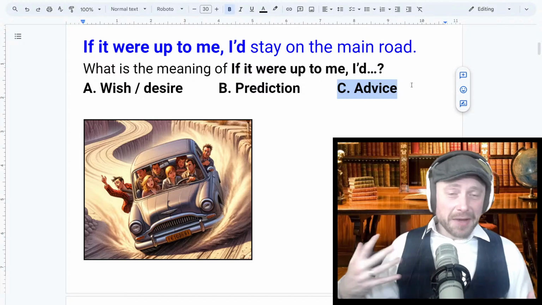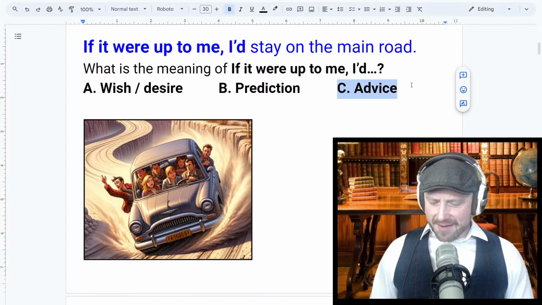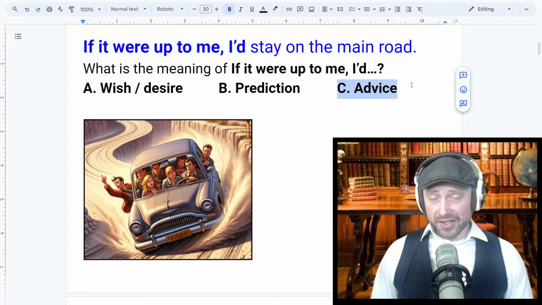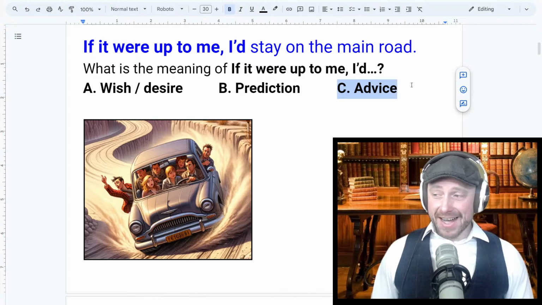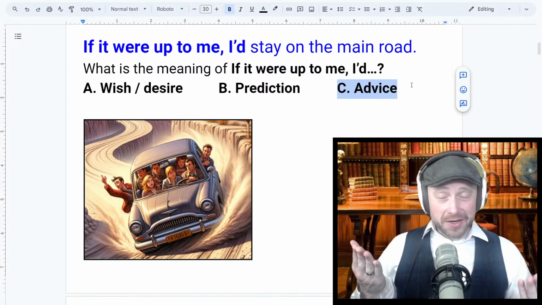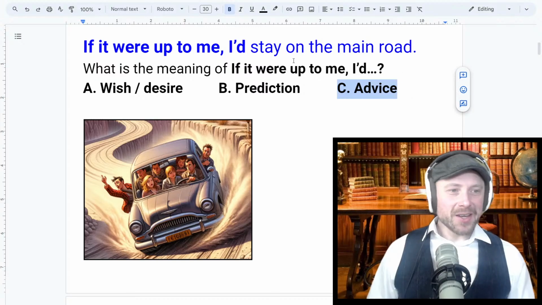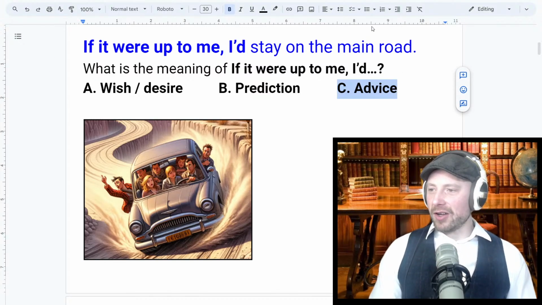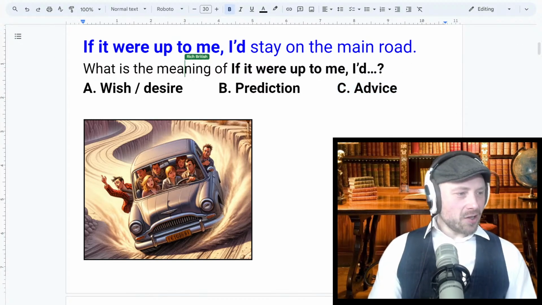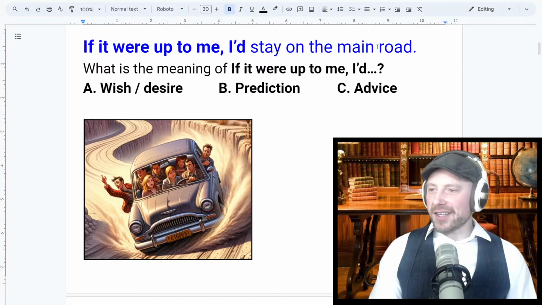Also could be an opinion. I have something to say about our car journey. If it were up to me, I'd drive on the main road. That's me giving an opinion, even criticism. All right, so that's how we'll be looking at this today, looking at the second conditional.